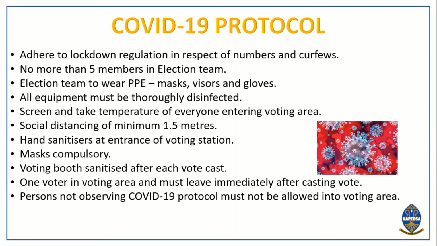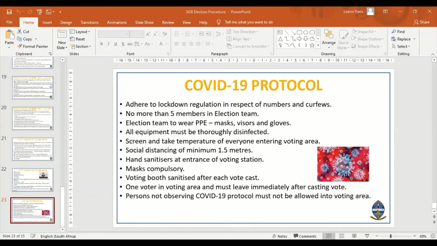And if any COVID protocol is not being observed, the person may not be allowed in the voting area. So if they arrive without a mask, if they refuse to have their hands sanitized, if they are not wanting to maintain the 1.5 meters and not comply with the COVID protocol, the school electoral officer must ensure that they leave the voting area. Now that is just the basics of the procedure.